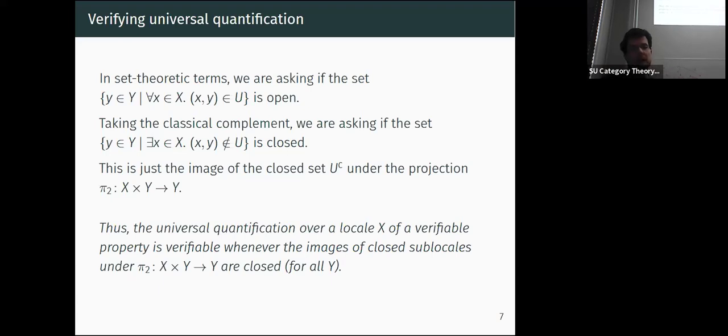So in other words, we can universally quantify over X if whenever we take the product of X and Y, this projection from X cross Y to Y is going to be closed. So that's going to correspond to this being able to take universal quantification, at least by this somewhat informal argument. Does that make sense?